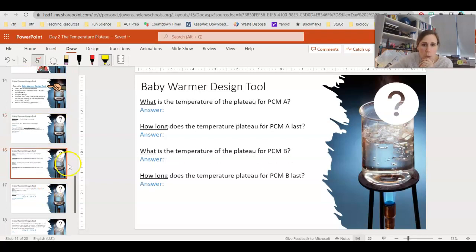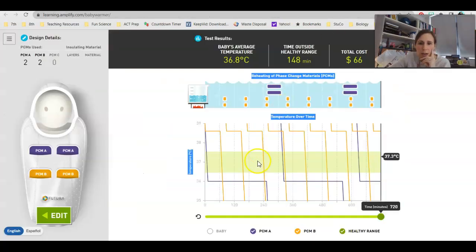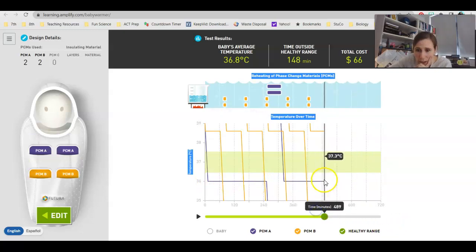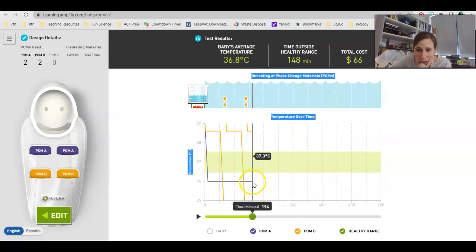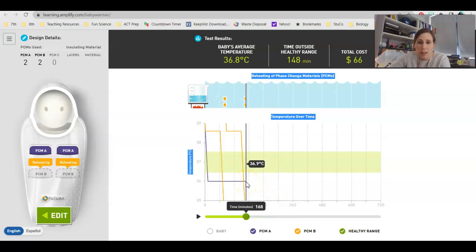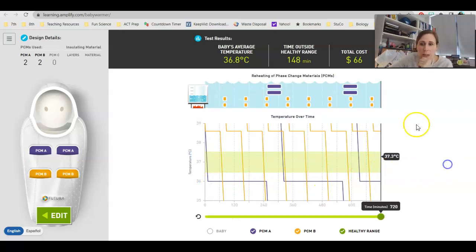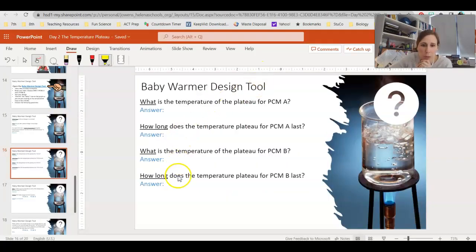Next one. What is the temperature of the plateau for A? You're going to look and say, all right, basically what's our freezing and melting point for PCM-A? You can look at it here, and if you drag it back to where it's just looking at one, you can see the temperature as well. So if I look at it where it's just the purple one, I can see where my temperature is right there. It looks like it's about 36.9. Okay. Same thing for B. What's the temperature plateau for B?